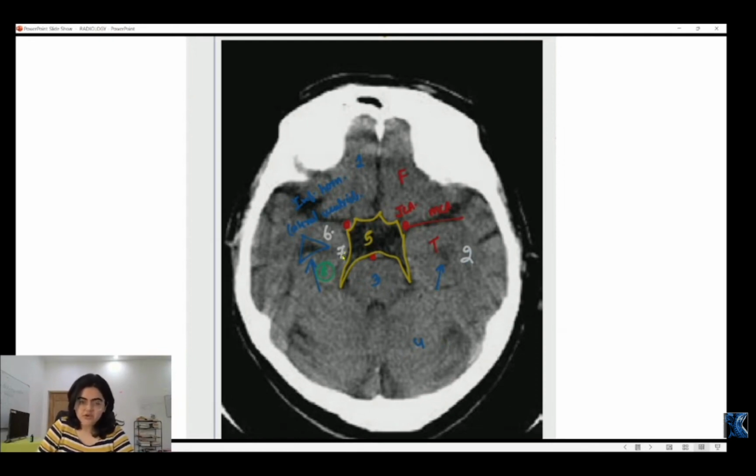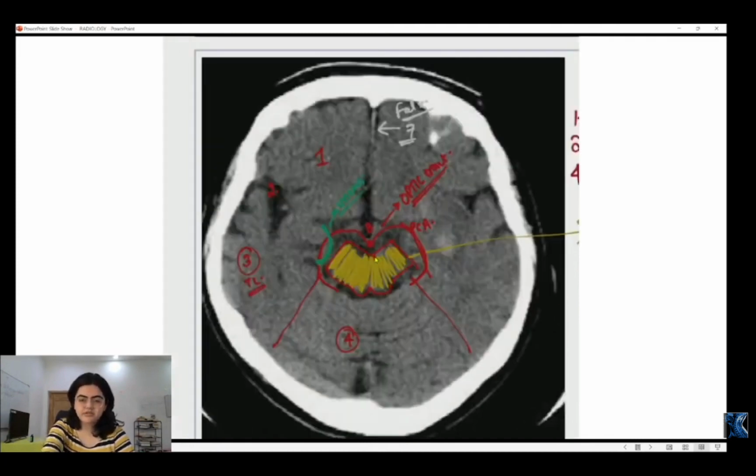Temporal lobe का medial most part क्या होता है? Uncus होता है. So number 7 is uncus. Number 6 is amygdala. And number 8. What is number 8? Number 8 is hippocampus. So amygdala, hippocampus, uncus, frontal lobe, then internal carotid artery, middle cerebral artery, the basilar artery, right?